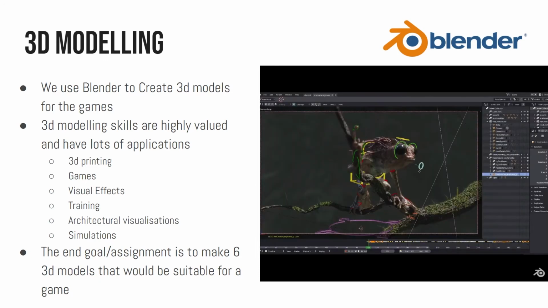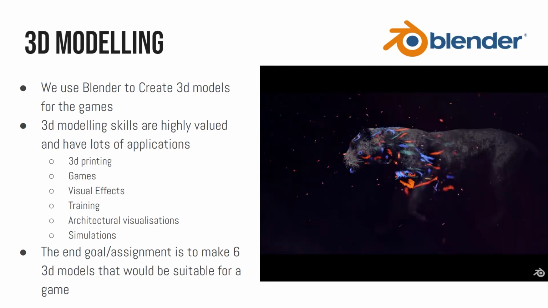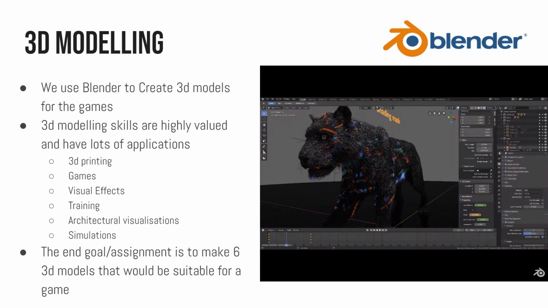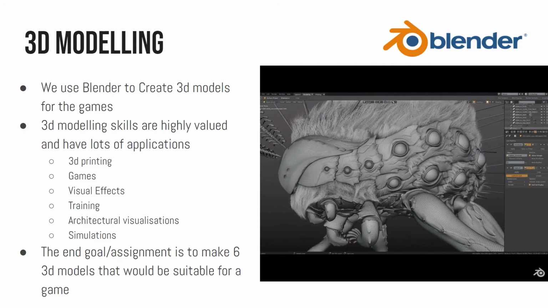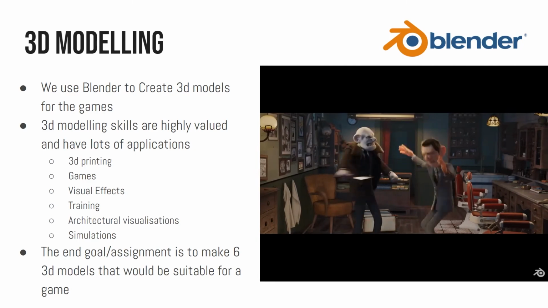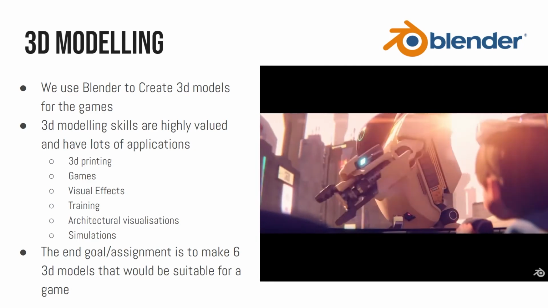The end goal or assignment is to make 6 3D models that would be suitable for a game. And you can see some of the 3D models being made in the program that we use called Blender. Blender's a free program and you can download it, so you can do all this at home and you can extend your understanding from home.